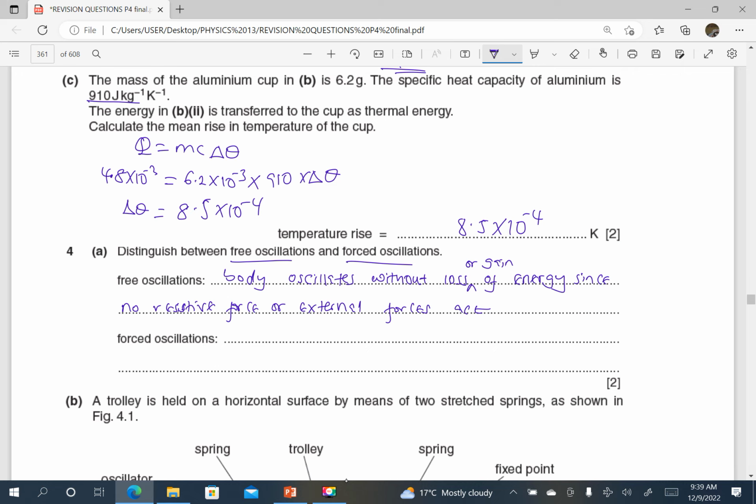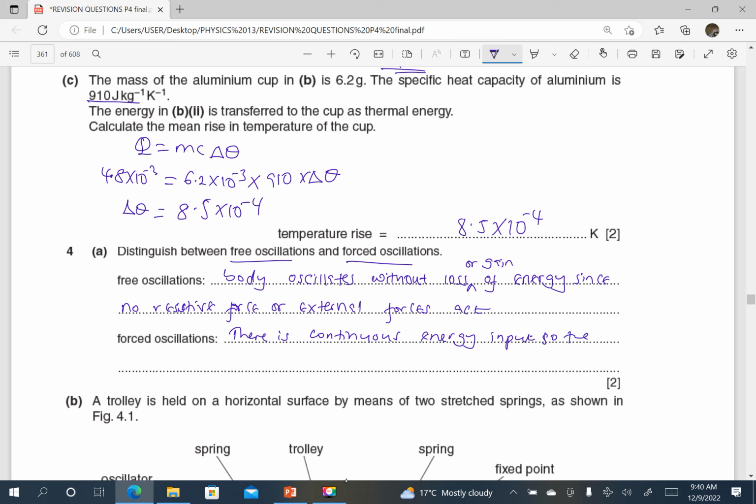That is free oscillations. For forced oscillations, we have to supply the body with a certain amount of energy so that we keep it vibrating for a required period of time. In other words, the body is made to vibrate by an external periodic force continuously. So there is continuous energy input required to cause the body to oscillate for a required period of time.